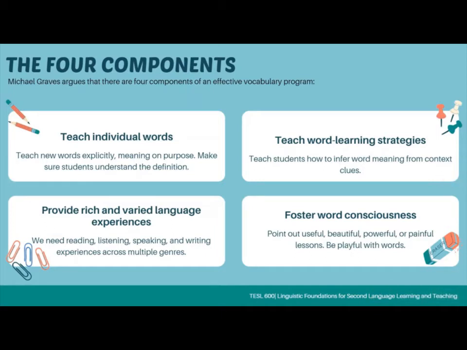Four components of an effective vocabulary program. According to Michael Graves, there are four components. First, teach individual words. Teach new words explicitly, meaning on purpose. Make sure students understand the definition, and that the definition is in student-friendly vocabulary so that they can understand. It doesn't help you to understand a word if you don't know the words in the definition. Show the word in a variety of contexts so they'll be able to know the usage, and allow them to generate their own definition.